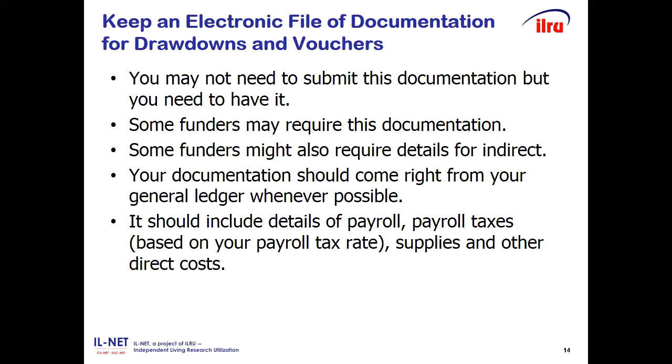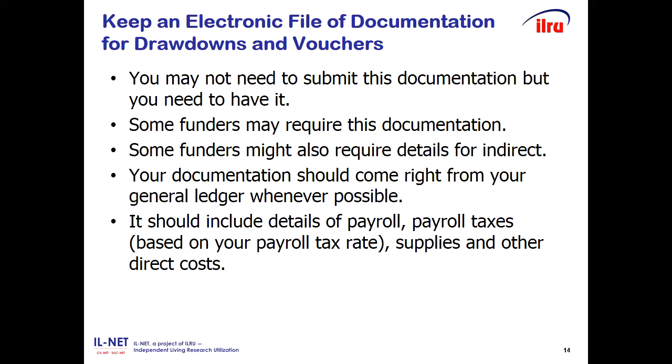Okay, so on slide 14, you need to keep an electronic file of documentation for drawdowns and vouchers. You probably don't need to submit it, but you need to have it. Some funders may require this immediately after a request for a drawdown. Some may come in and audit your organization a year or so down the road, and you need to have this information. So this is a second electronic file of your vouchering.